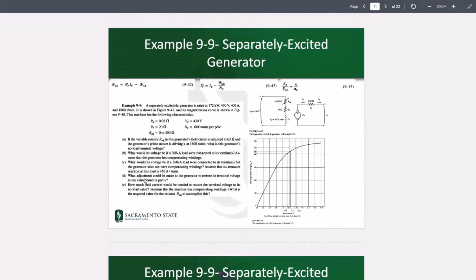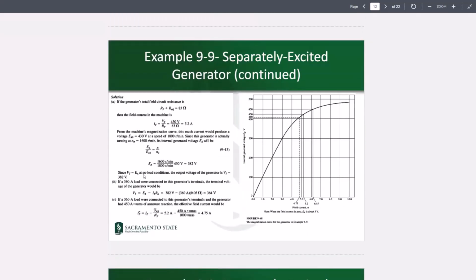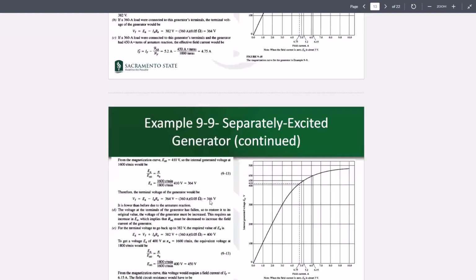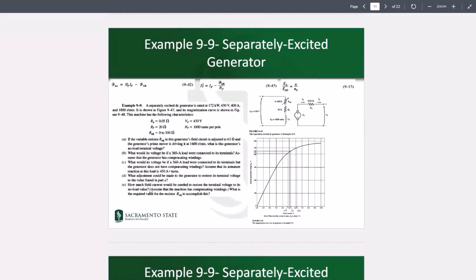In part D, what adjustment could be made to the generator to restore the terminal voltage to the value found in part A? In part A, the terminal voltage was found at 382 volts. Now we are at 346. So one way to do that, we would be able to adjust the rheostat in the field circuit. And part E asks how much field current would be needed to restore the terminal voltage to the no-load value, practically speaking.